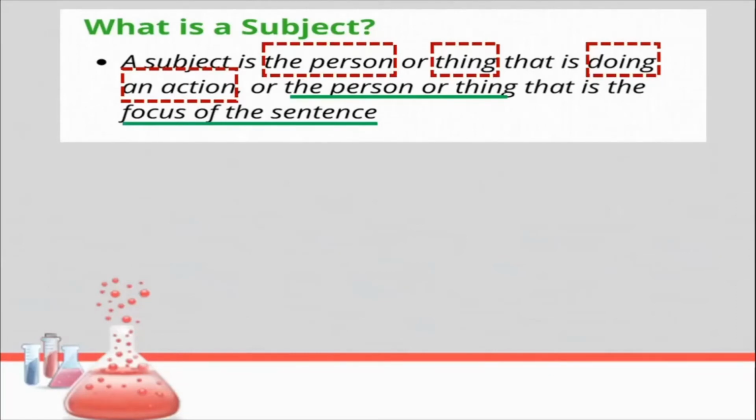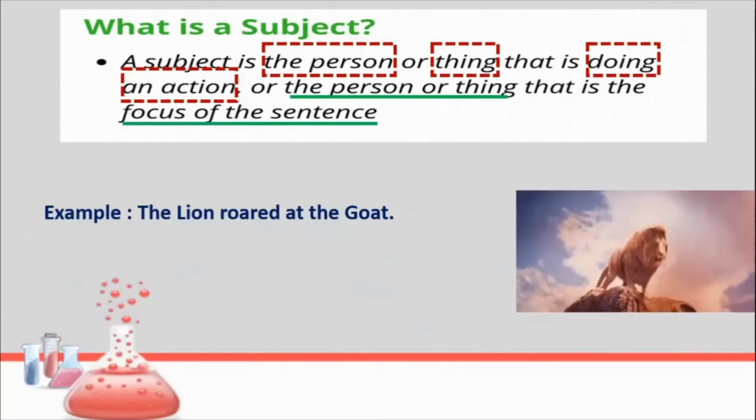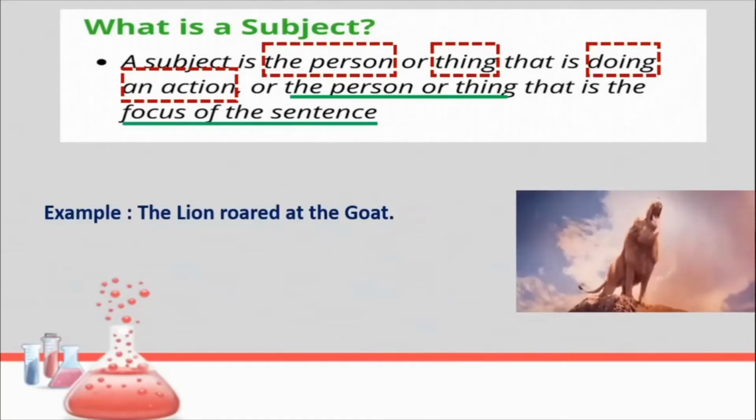Okay. Now, like I said, definitions could sometimes be confusing. Examples are understood more easily. So let us take an example here. The lion roared at the goat. So here, what is happening in the sentence? This is happening. The lion roared at the goat.